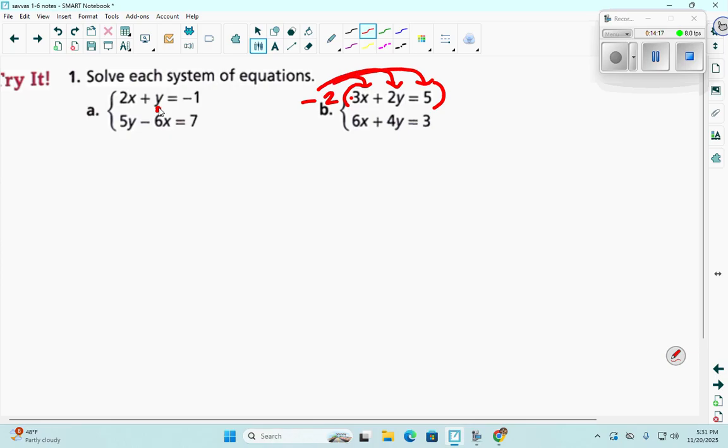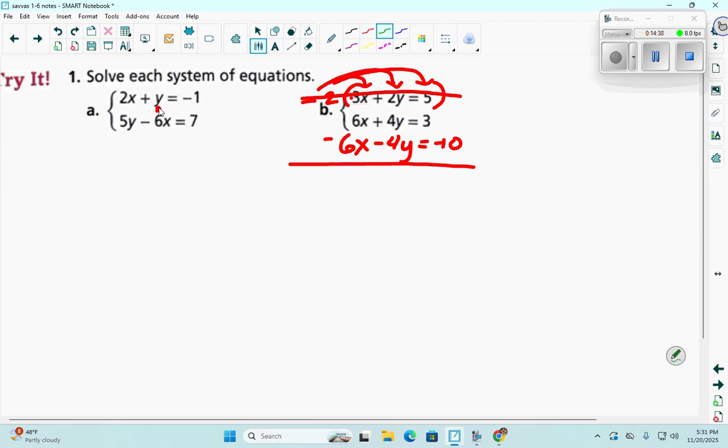So -2 times 3x is going to give me a -6x. And -2 times a +2 gives me a -4y. And then a -2 times 5 gives me a -10. Okay, so now I'm not looking at this guy anymore, I just rewrote it. So I can already eliminate, but there's a problem here, okay?